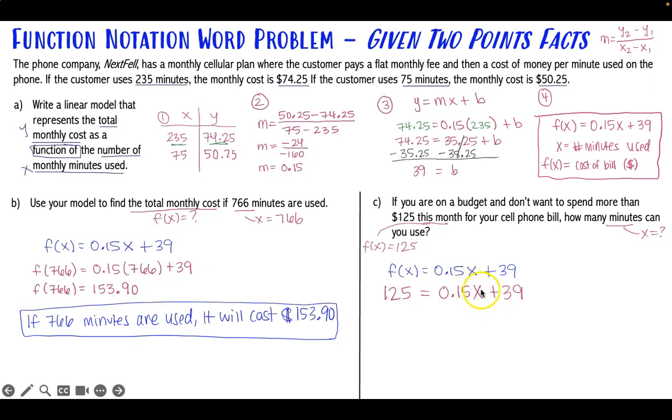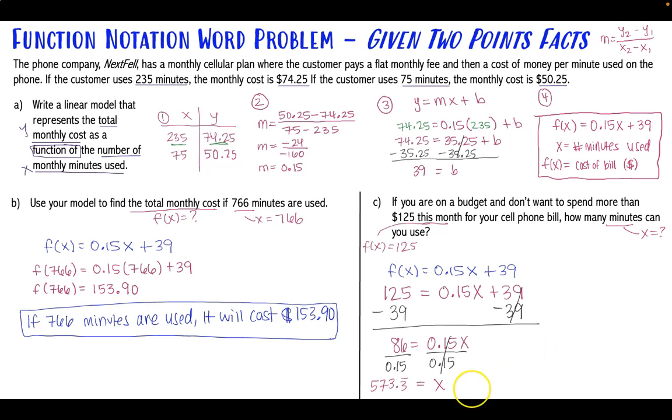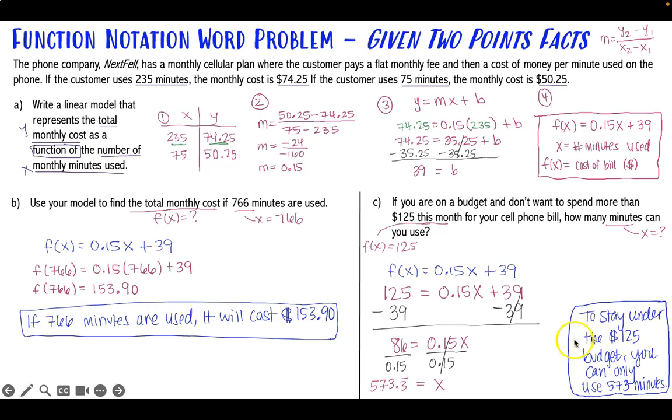So to get x by itself, go ahead and subtract 39 on both sides first. And then you will divide both sides by 0.15 to isolate x. So x in this scenario is some type of repeated decimal, 573.3 repeated. So to stay under the $125 budget, you can only use 573 minutes.